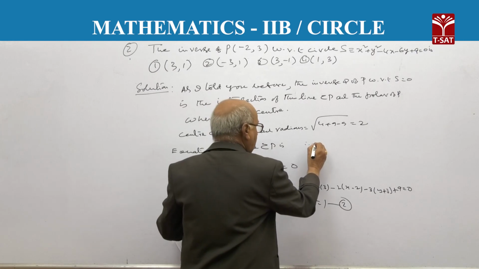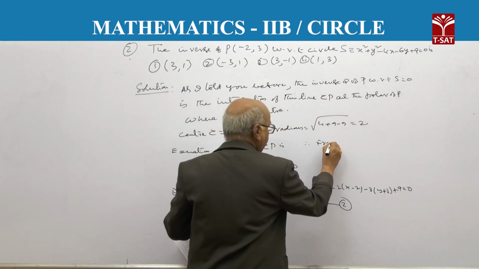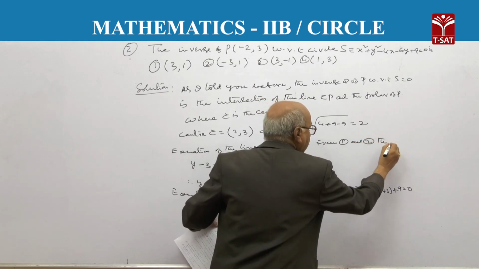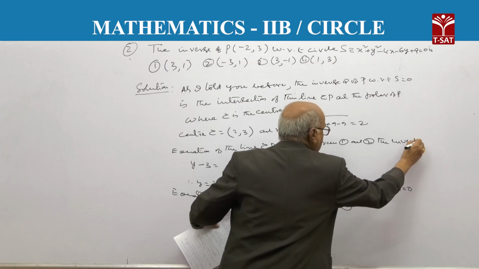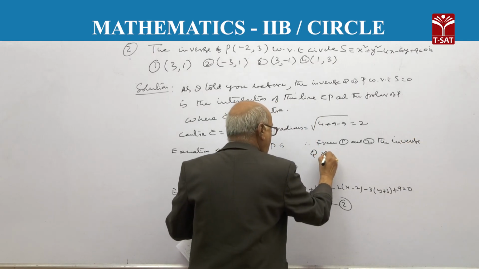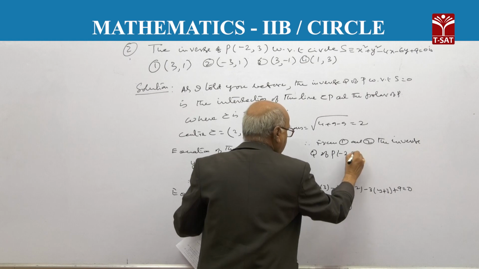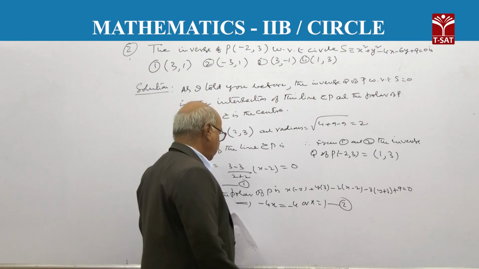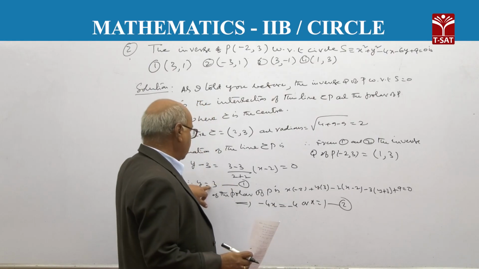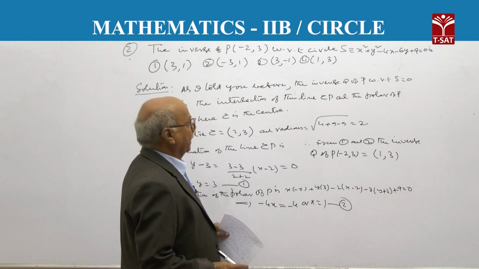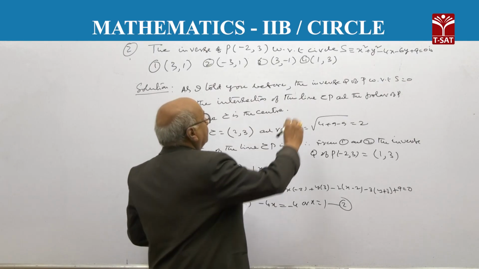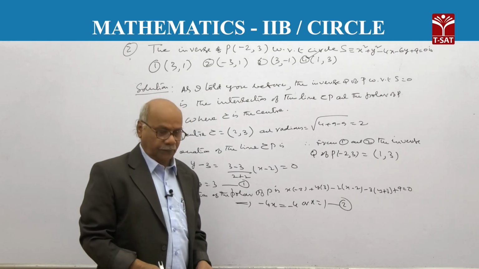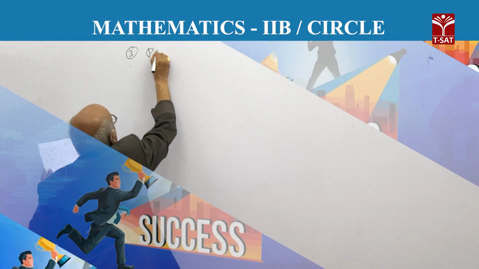So therefore, from 1 and 2, the inverse Q of P(−2, 3) is (1, 3), that is x = 1 and y = 3. So that means the correct option is option number 4 itself.